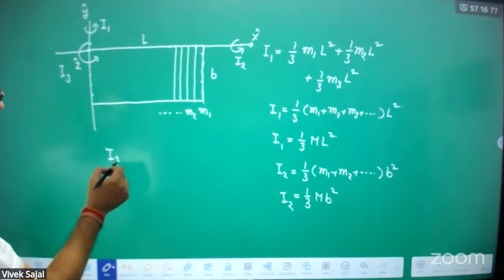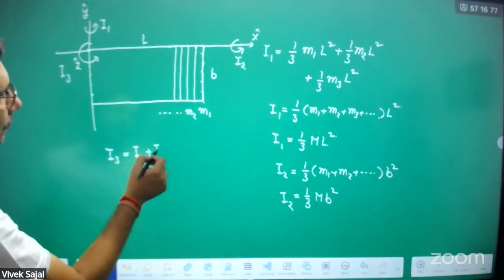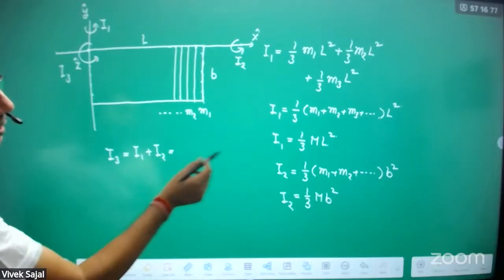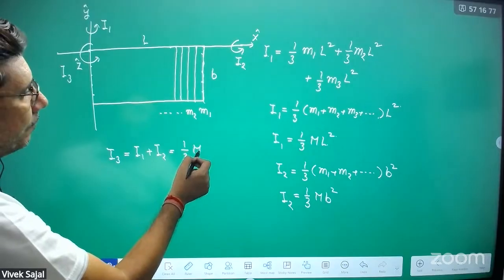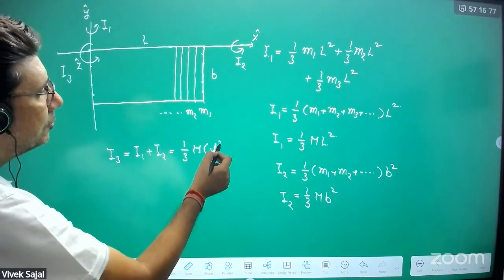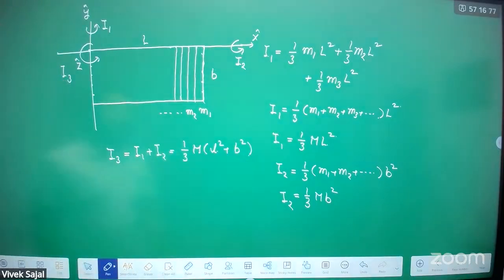How much will I3 be? That will be I1 plus I2. So I1 plus I2 will be 1 by 3 M times L square plus B square.